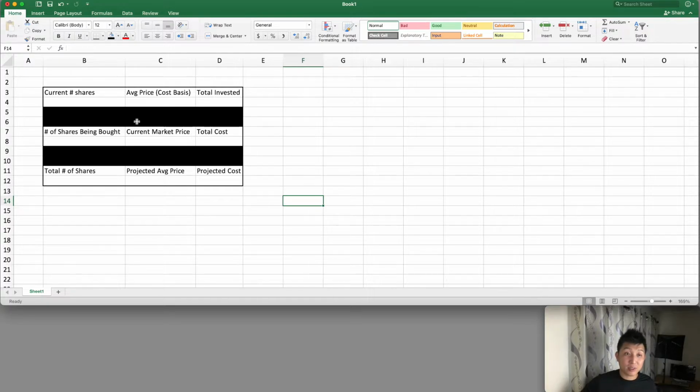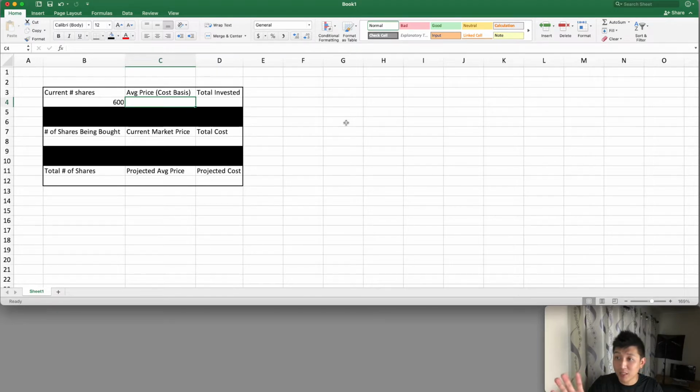But in terms of my example, I'm going to do a really basic example. So current number of shares, right? Let's say you have 600 shares of something. And then the average price of the shares that you bought initially.